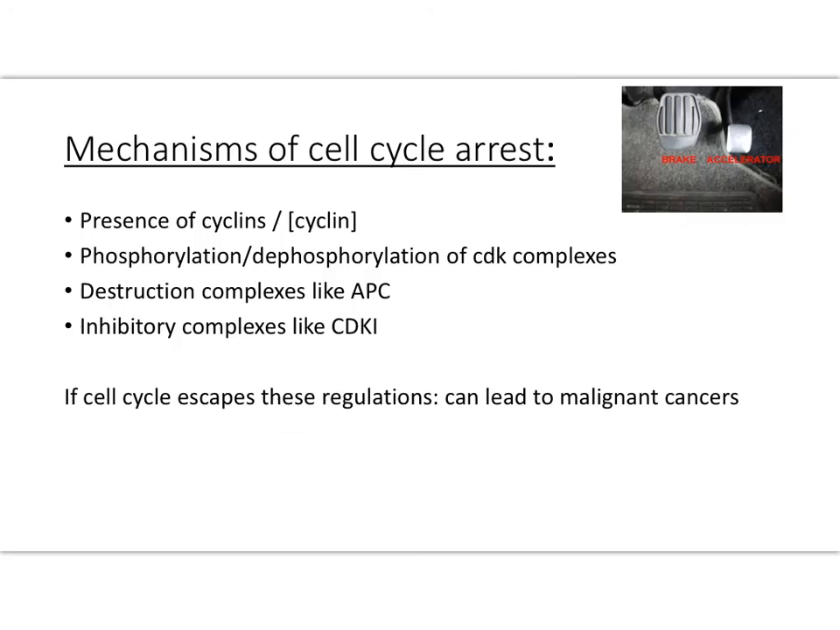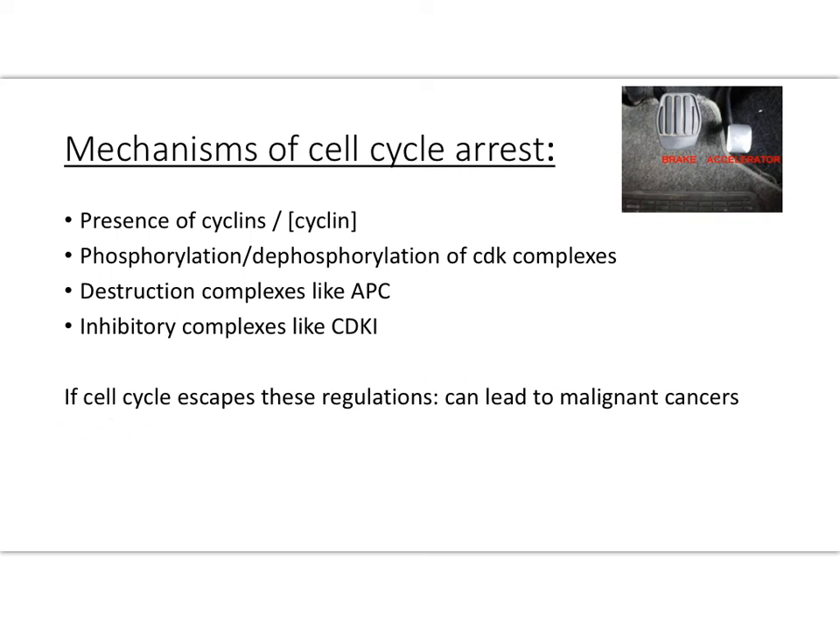So let's sum up some of the mechanisms of cell cycle arrest, one of which is the presence of cyclins and/or the concentration of cyclin. Then also phosphorylation or dephosphorylation of CDK complexes. Destruction complexes like APC are possible regulation points, as are inhibitory complexes like CDKI.